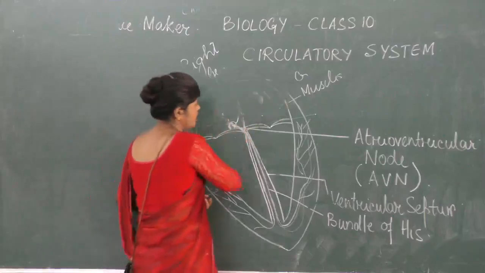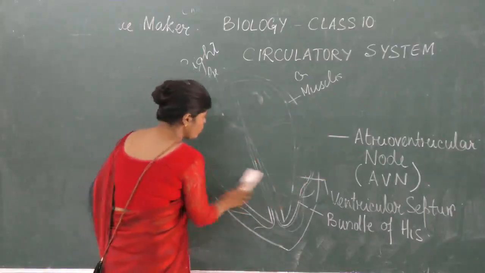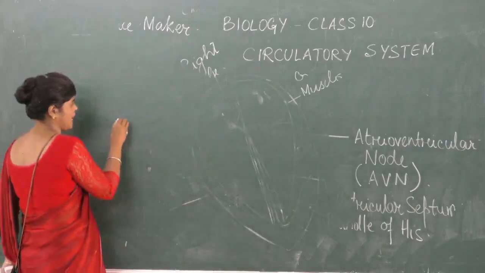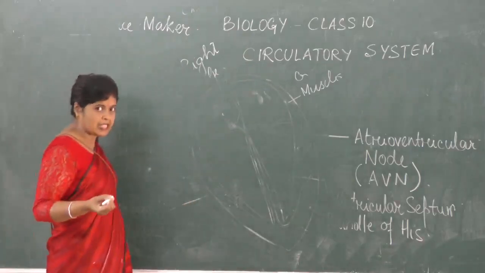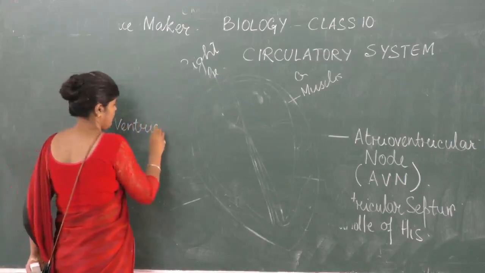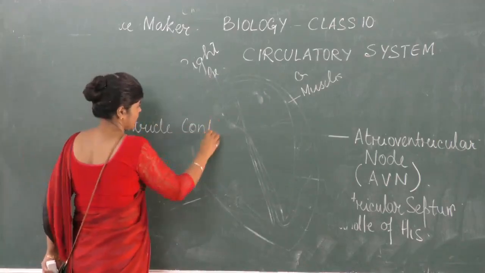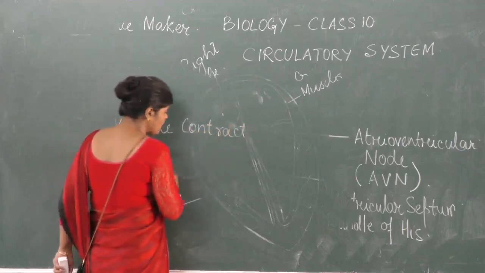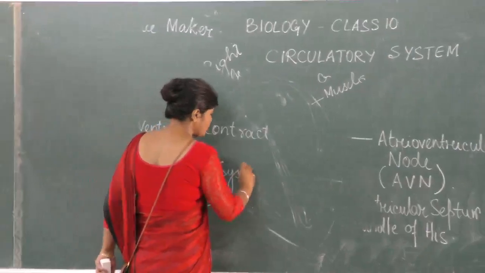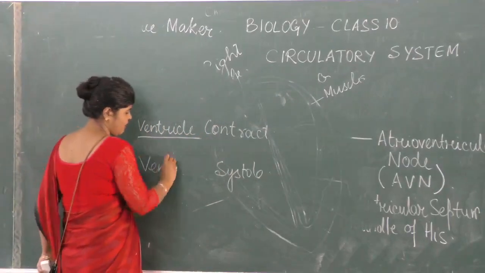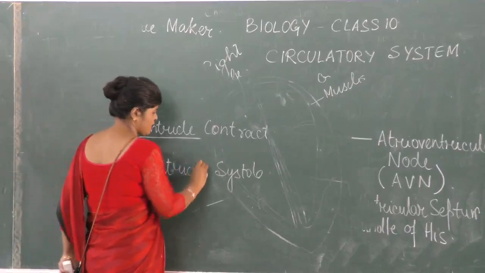One particular year, the question is asked, what do you call the phase when the ventricles contract? Ventricles contract. Is it all right? So what will you write? You do not write only systole. What you should be writing? You should be writing ventricular systole.